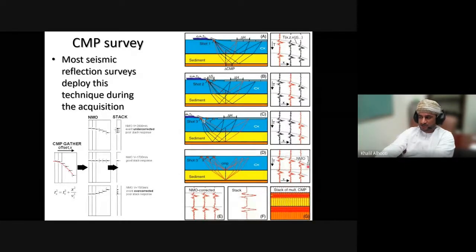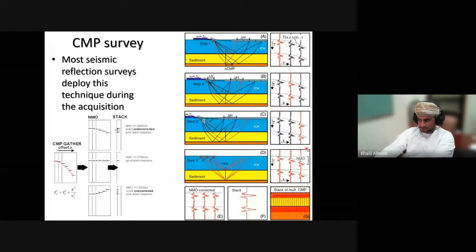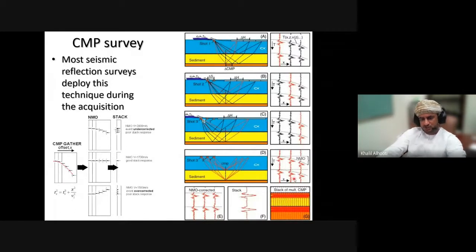so what kind of gather is this? What do you think? What kind of gather is this here? No, not common offset. It's a different gather. That's a common midpoint. This trace, the red, came here. This one came here. They have the same midpoint.